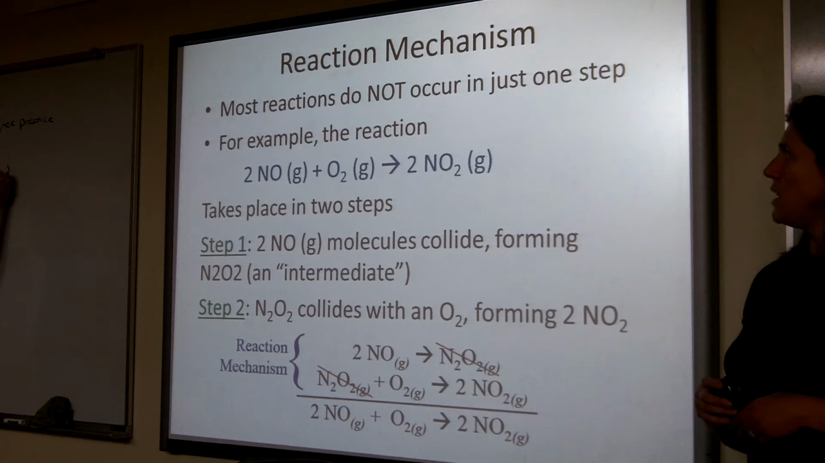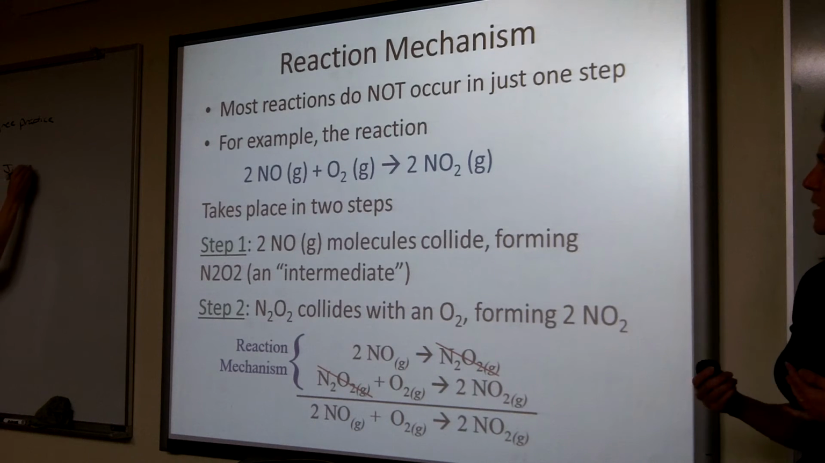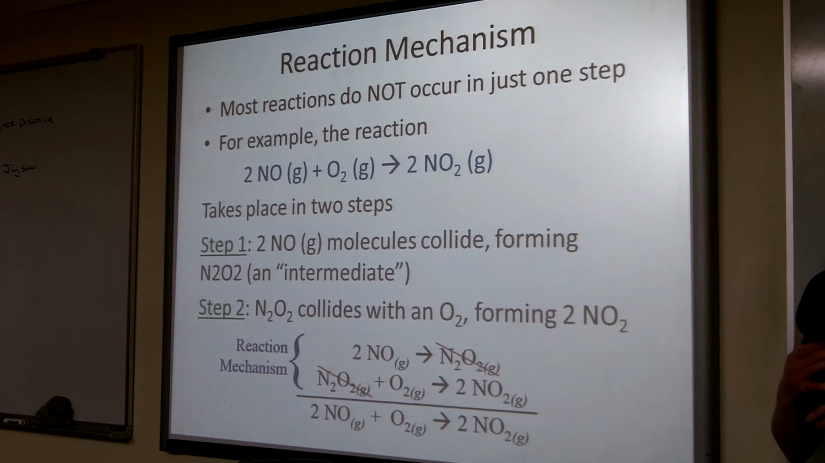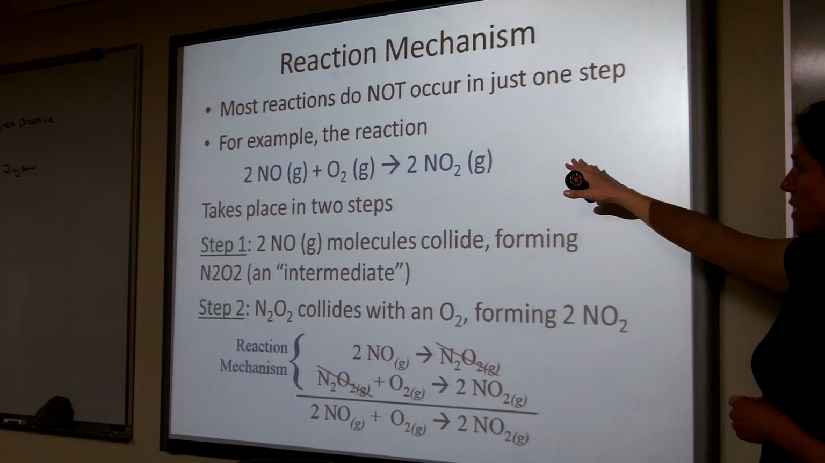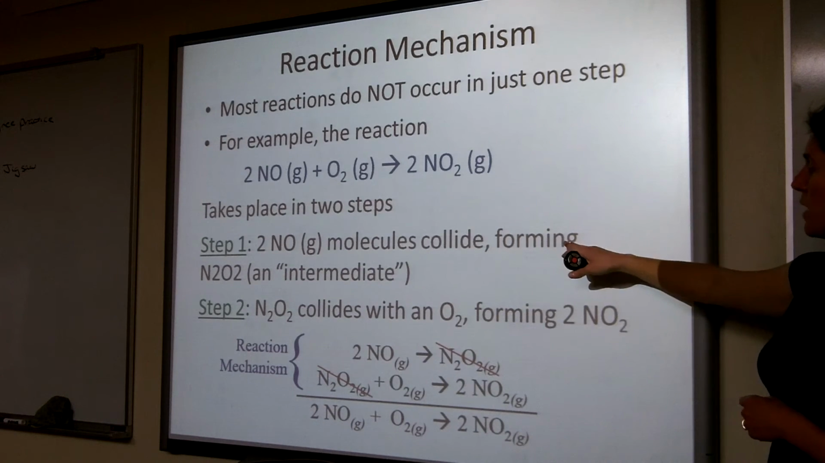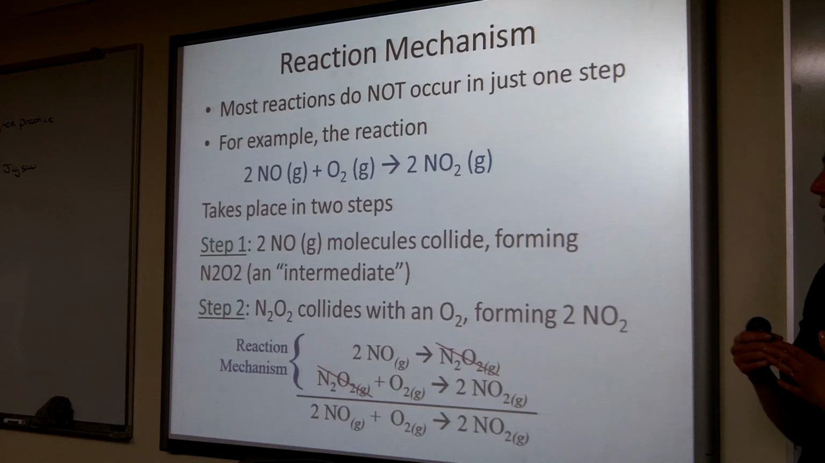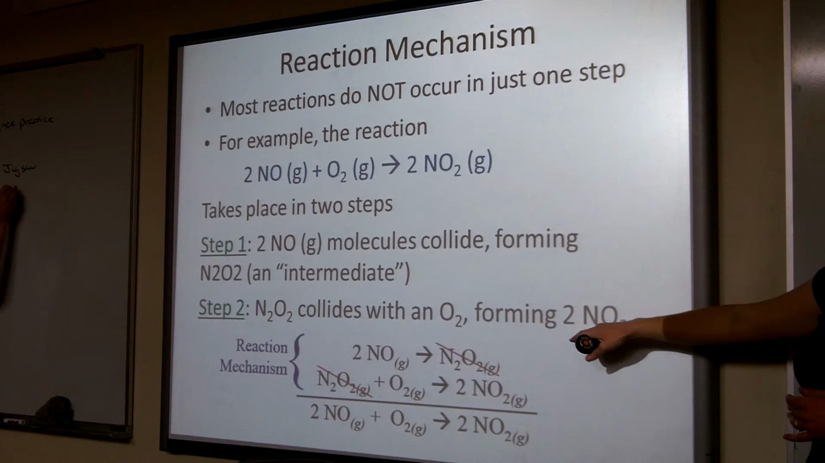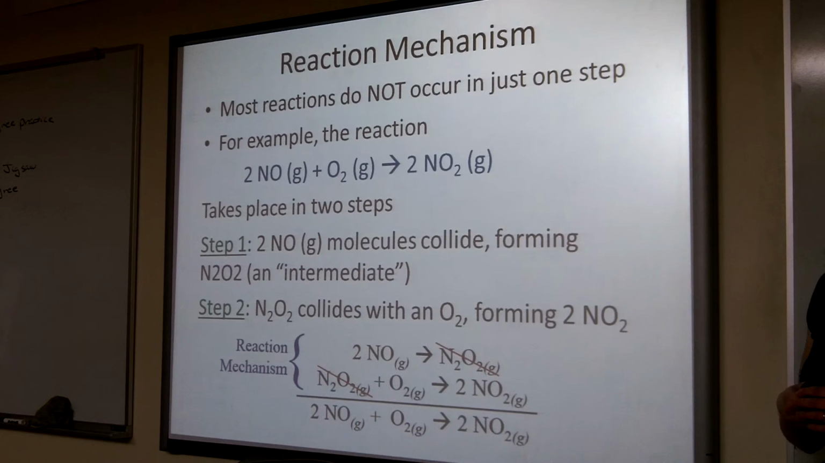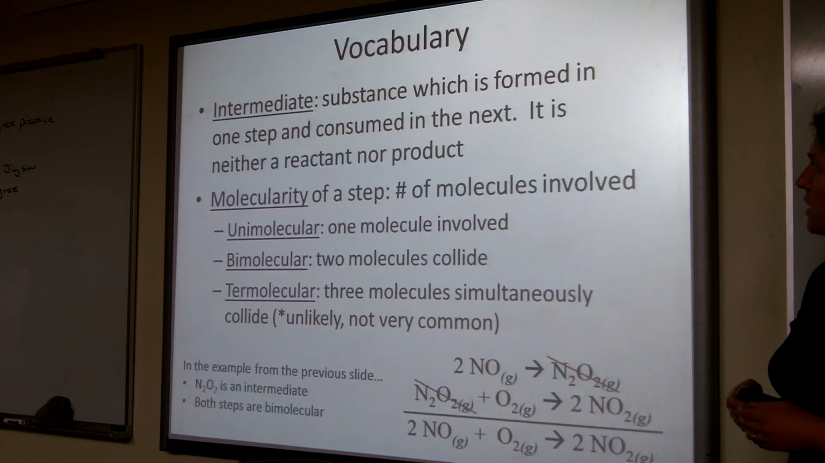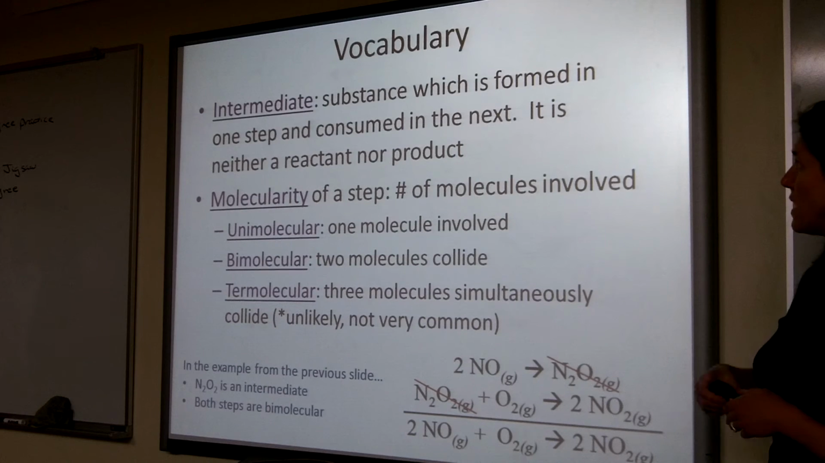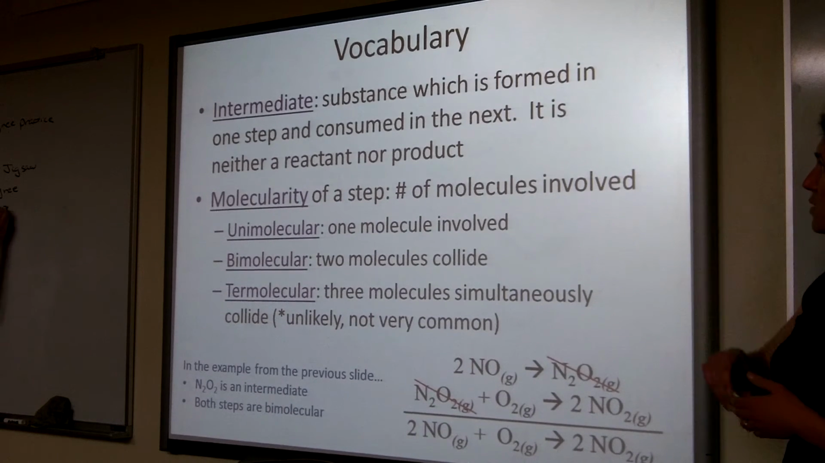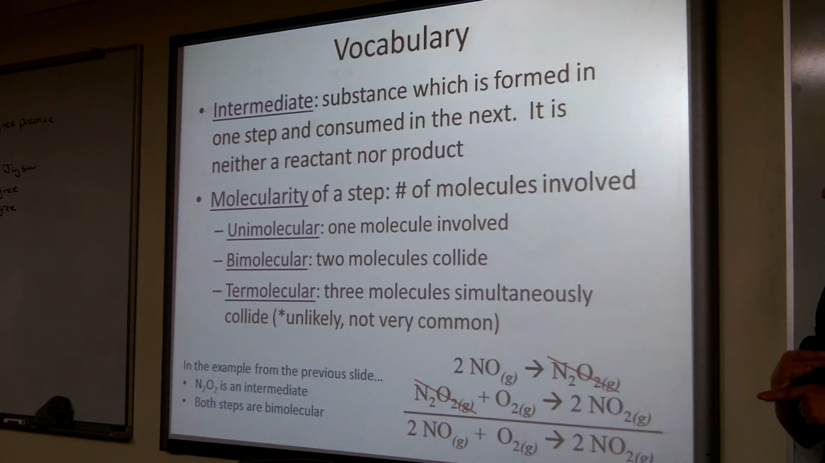These rate laws are related to reaction mechanisms. Most reactions do not occur in just one step. For example, this reaction occurs in 2 steps. In one, 2 NO molecules collide, and it forms something we call an intermediate. Then that intermediate collides with an oxygen molecule, and that is what forms the product. So you can have a multi-step reaction mechanism. An intermediate is something which is formed in one step and consumed in the next. It's not a reactant or product.